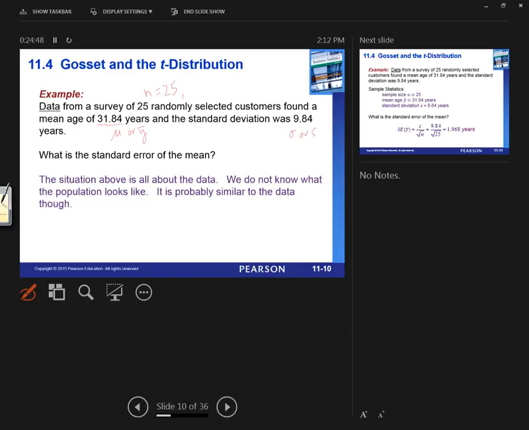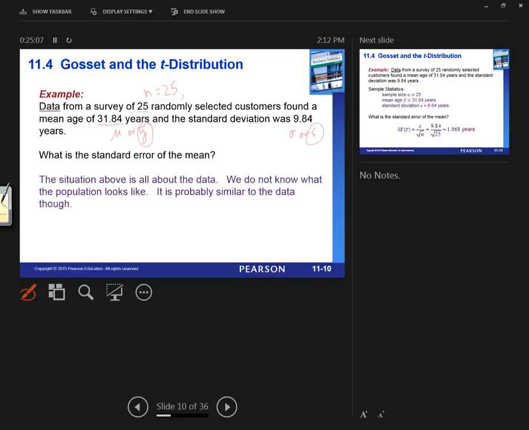Okay, there's 2 kinds. Mu is a measure of the population. Y bar is a measure of the sample. How do I know? If it has an n, that's the sample. So here we've got n. This is describing those n people. So then this is y bar, and this is S.